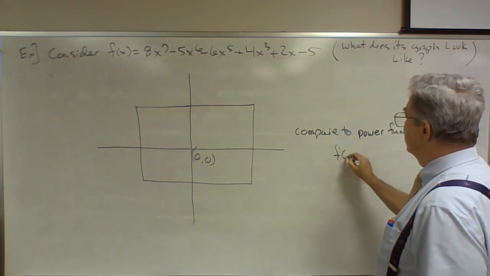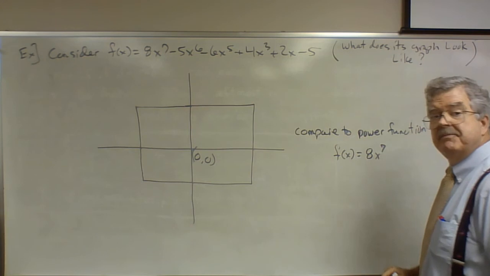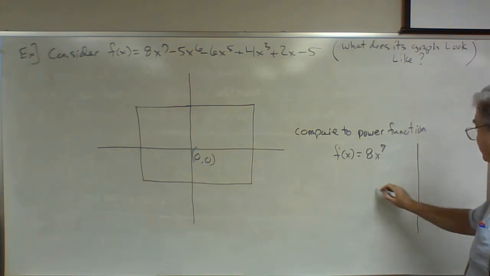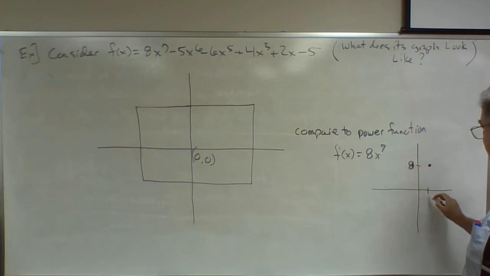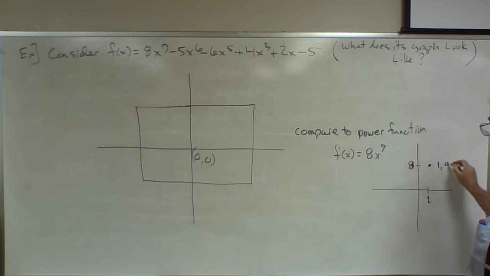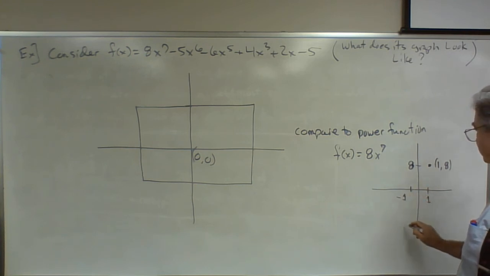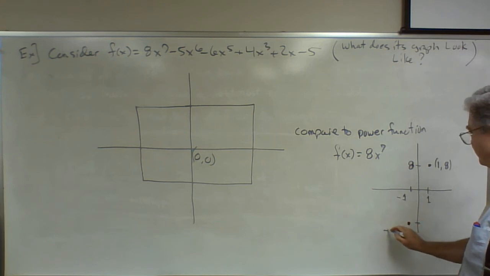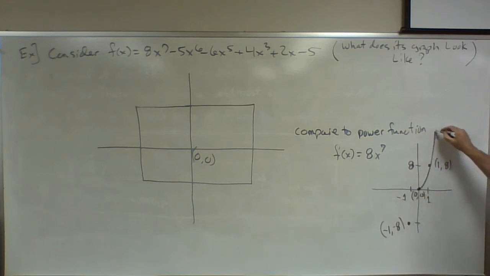And I could compare it to f of x equals 8x to the 7th. We know what this looks like. When x is 1, f of x is 8. When x is negative 1, f of x is negative 8. And when x is 0, f of x is 0. Here's what my graph looks like.